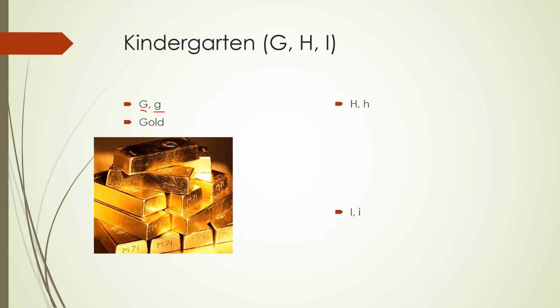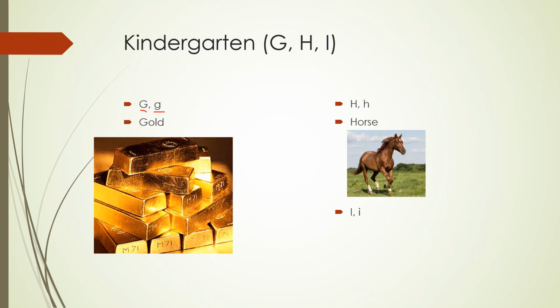Next, we have letter H. Letter H has a big letter and a small letter. Letter H can also be combined with other words or used in ways to make different sounds, but for now we'll just worry about the basic sound. Letter H says words like horse, horse.